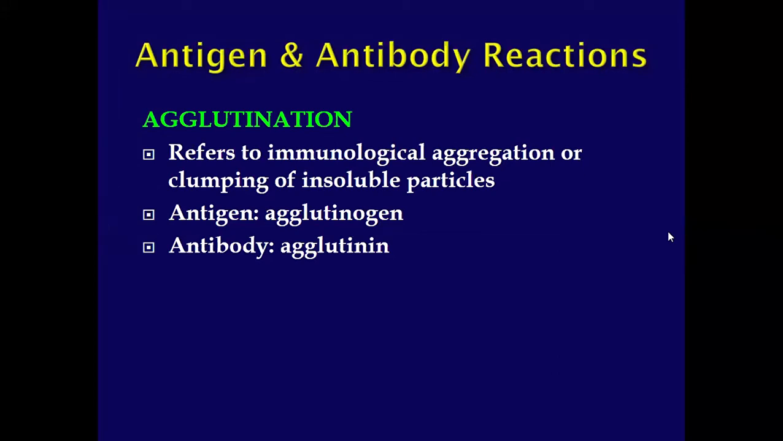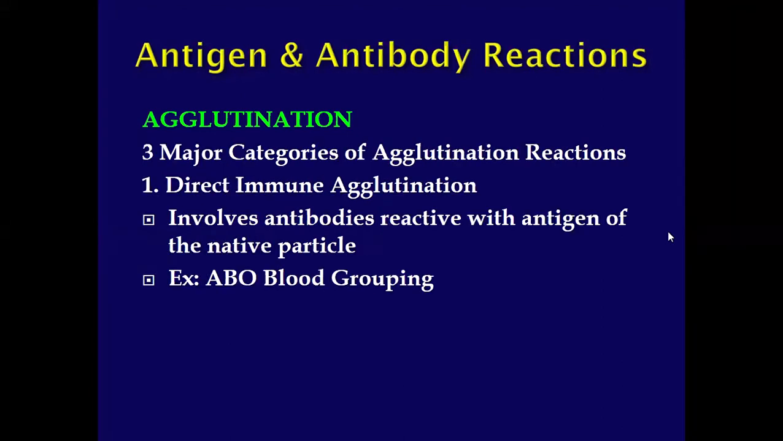This refers to immunological aggregation or clumping of insoluble particles. This time, you are dealing with an antigen that is visible to your eyes. The reaction is identified when they are merely made to react, they clump or form aggregates. So the antigen is appropriately named agglutinogen and the antibody agglutinin.